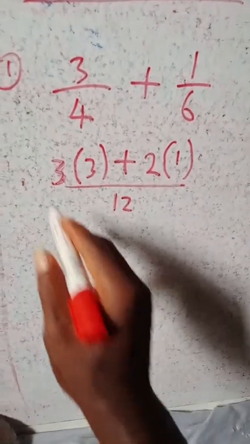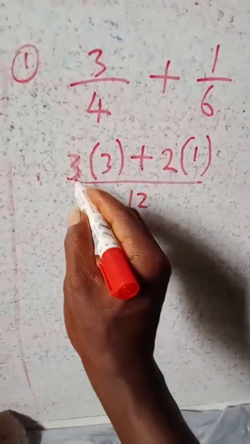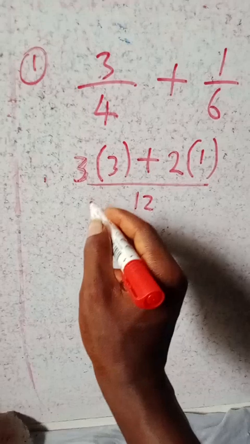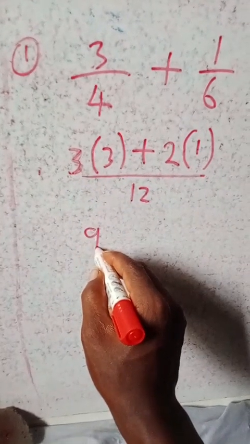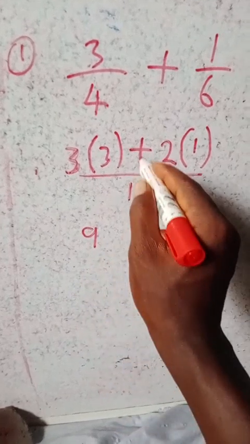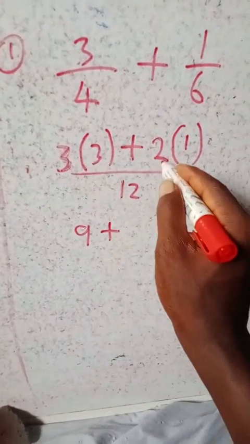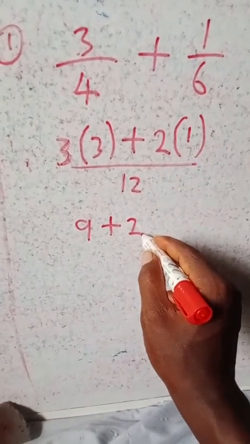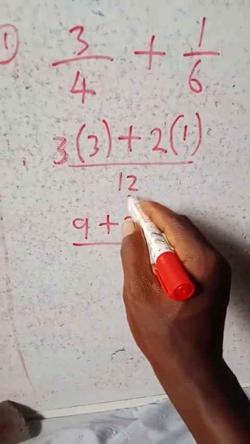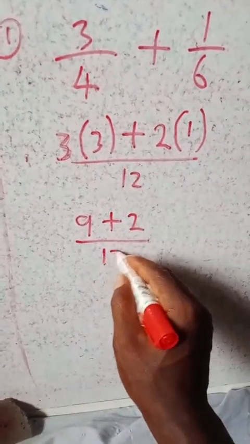Now the next thing, bracket means multiplication. So this means 3 times 3. 3 times 3 is what? 9. You come down and write. Then plus 2 times 1 is what? 2. All over this 12, the LCM.